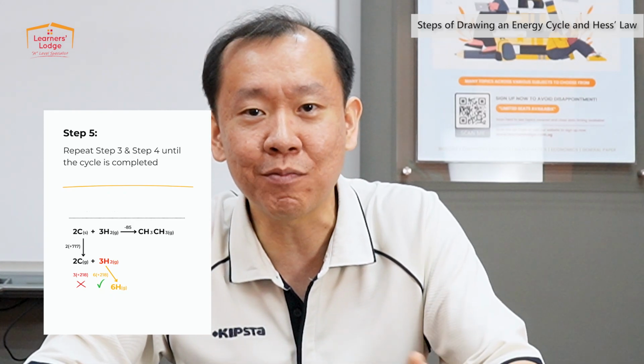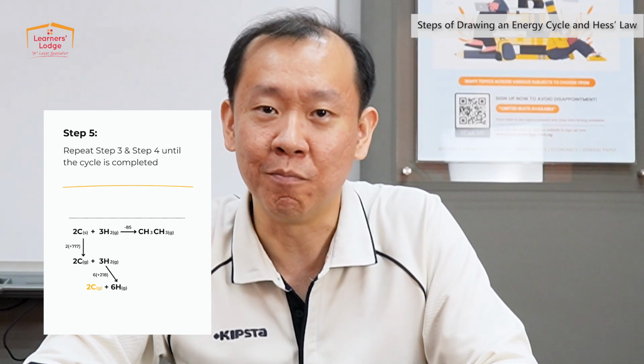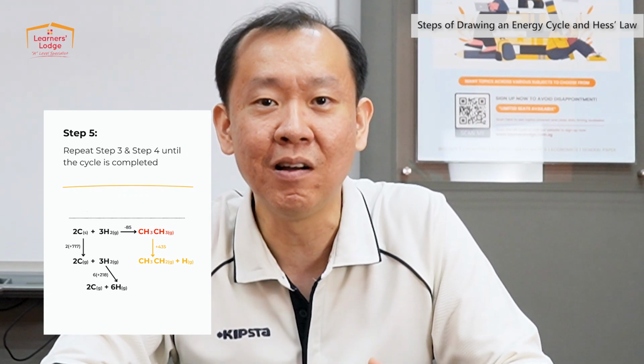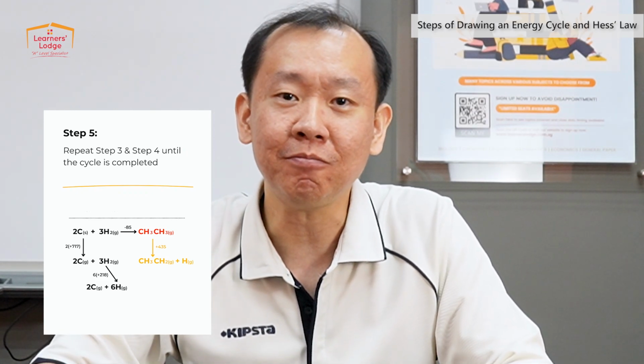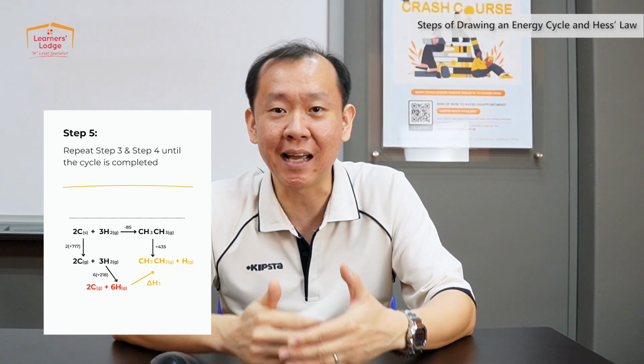And we repeat steps 3 and 4, meaning we have to balance our carbon. And then we will see which other equation to use next. And it will be changing the ethane now, breaking 1 mole of the CH bond to the ethyl radical plus the H atom. And finally, you will find that the equation that is the unknown enthalpy change would fit nicely to join up the whole energy cycle.